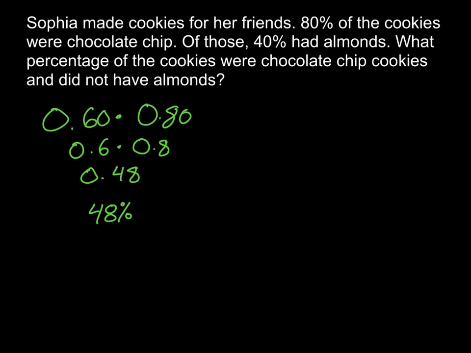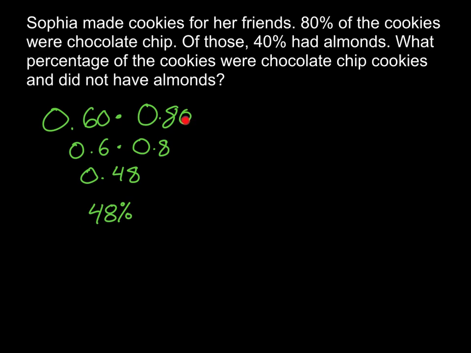I solved this using decimals first, and I did 60 hundredths times 80 hundredths, because what I'm really saying is 60% of the cookies do not have almonds, because 40% do have almonds, and it's 60% of the 80% because I'm only looking at the chocolate chip cookies at this point.